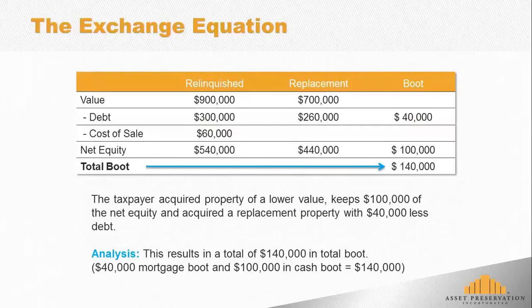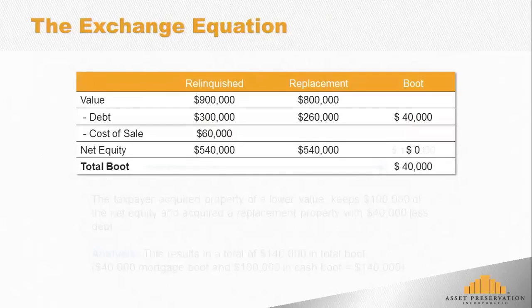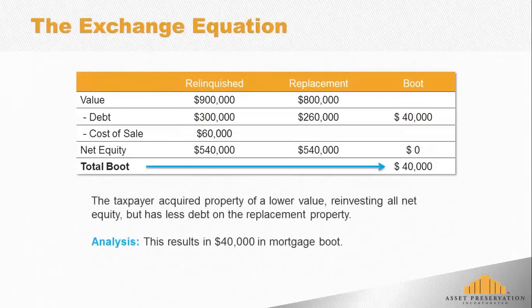And then on the final example, we're going to look at a situation, taxpayer sells for the same amount. They buy a property for $800,000. Their mortgage goes down from $300,000 to $260,000, so they have $40,000 of mortgage boot, and yet they reinvest all their cash. This is a situation of $40,000 in mortgage boot.